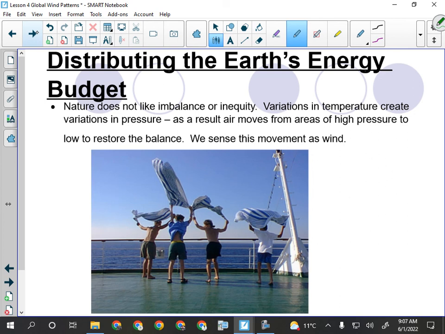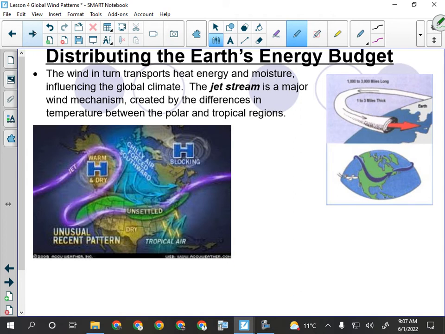So nature doesn't like imbalance. We just talked about that. It's always trying to seek a thermal equilibrium, which we'll basically never achieve, but it's always trying to. These variations in temperature and energy create variations in pressure, and that results in air movement from one place to another. If you ever watch the weather on the news, the meteorologist is always talking about a high pressure area over here, a low pressure area over here, and how the wind's going to curve around these things. That's because it's always trying to achieve a balance, and that makes the air move. Wind in turn transports heat energy and moisture, and that influences global climate.